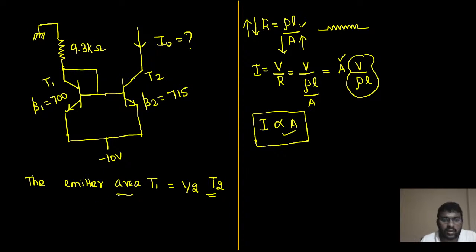So what have they said here? Now the emitter area of transistor 1. The current going through the emitter I can call IE. For transistor 1 we can keep IE1. The current going through emitter 2 I am calling IE2.